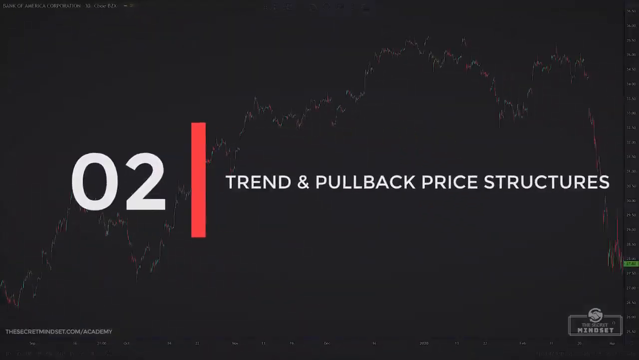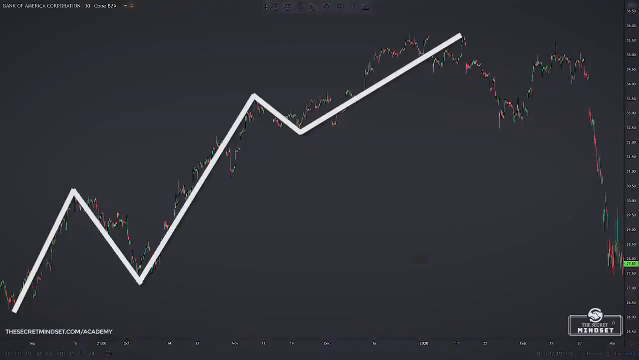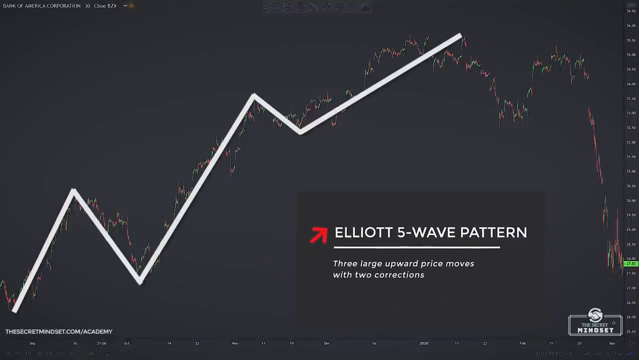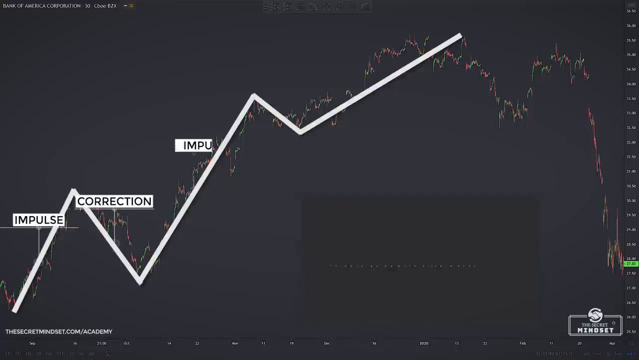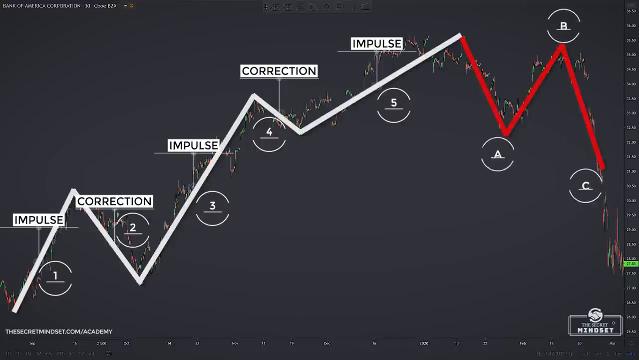Second concept: trend and pullback price structures. Elliott found that when an uptrend is underway, it typically has 3 large upward price moves with 2 corrections. This creates a 5-wave pattern: impulse, correction, impulse, correction, and another impulse. These 5 waves are labeled wave 1 through wave 5 respectively. The uptrend is then followed by 3 waves down: an impulse down, a correction to the upside, and then another impulse down. These waves are labeled A, B, and C.